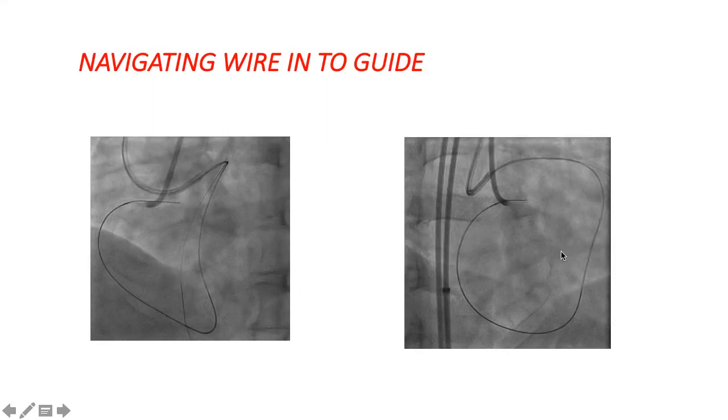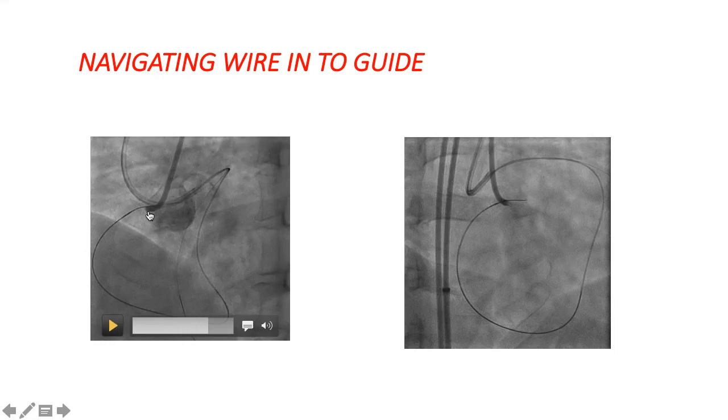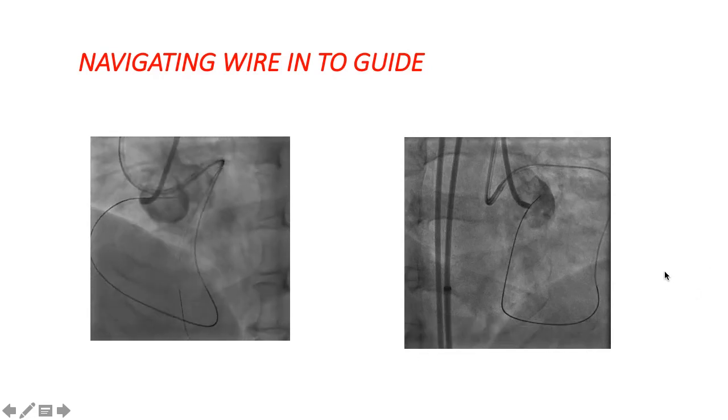So in this case, I tried navigating the wire into the guide catheter. I tried cannulating this RCA ostium by wire as a guide in both LAO and RAO views, but unfortunately the direction of the guide in RAO and the direction of the wire are exactly in opposite directions. So this is practically impossible, to navigate this wire into the guide. So that's when we thought we'll go for snaring.